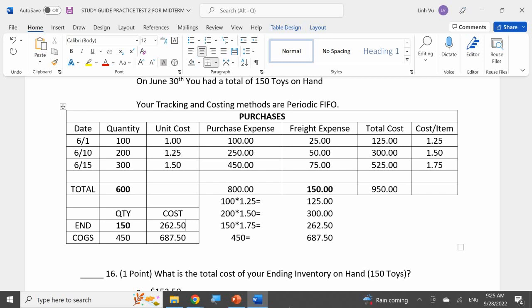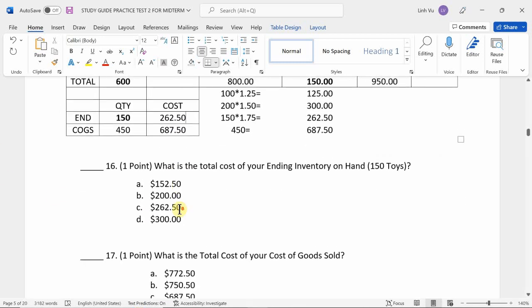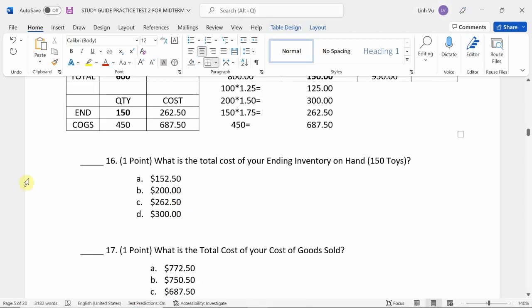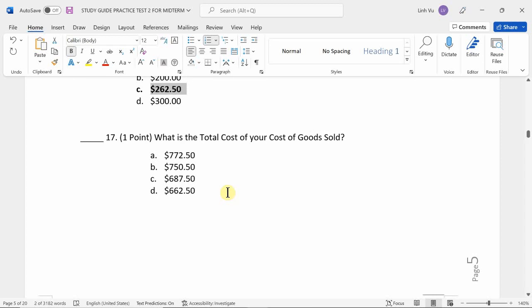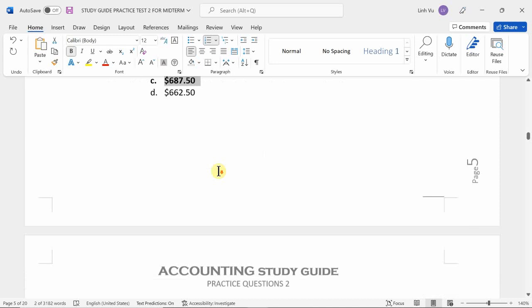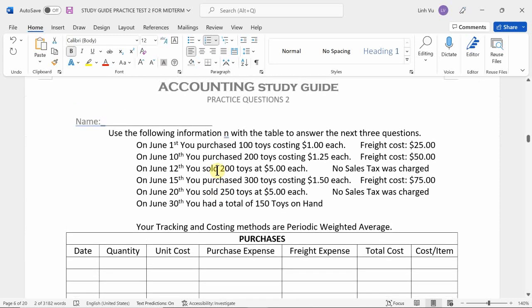Or you could see here, we already got rid of my first batch. My second batch is gone, and what I have left is the 150 in my third batch, which is $1.75. We've already calculated what 150 at $1.75 is. It's $262.50. Okay. So, question here is, what is your total cost of your ending balance? $262.50. Okay. And what is your total cost of goods sold? $687.50. Good.